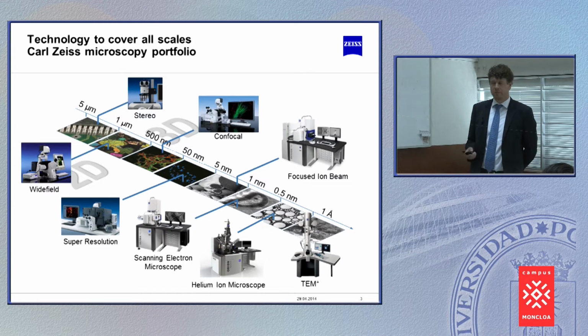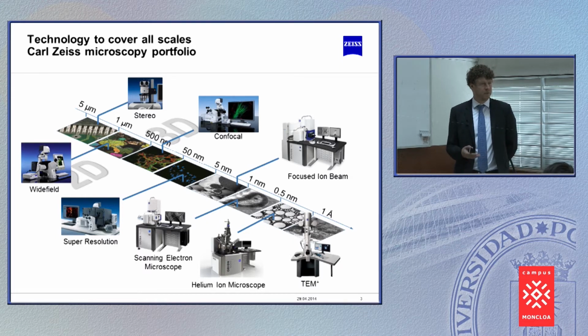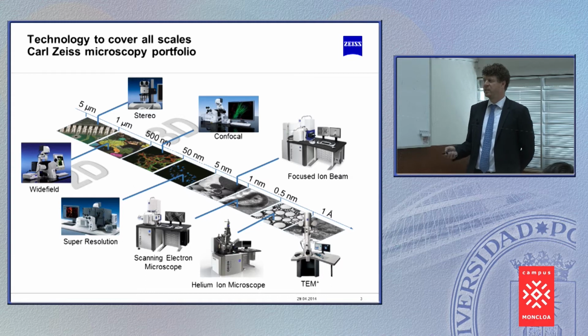I would suggest not using the name helium-ion microscope; I would call this a scanning ion microscope, but I think the abbreviation SIM, or SIMS, is already occupied by secondary ion mass spectroscopy. So that's what we call this helium-ion microscope.